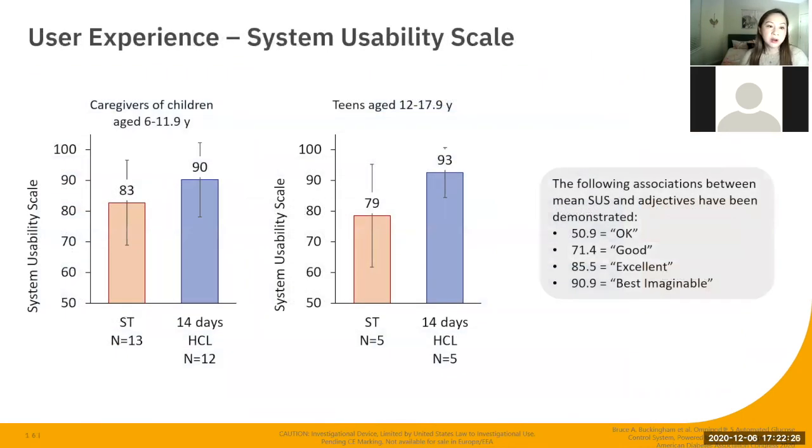So in terms of the user experience, we have asked our participants to complete a lot of questionnaires, and we look at all sorts of things. We look at sleep, we look at diabetes distress, hypoglycemia unawareness. But one thing we do look at closely is system usability, because for us, a key differentiator we believe for Omnipod is that our systems are simple and easy to use.